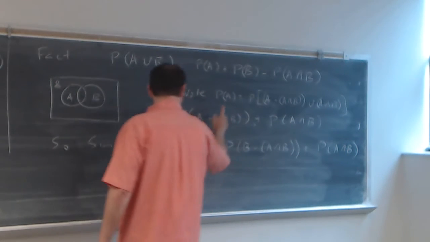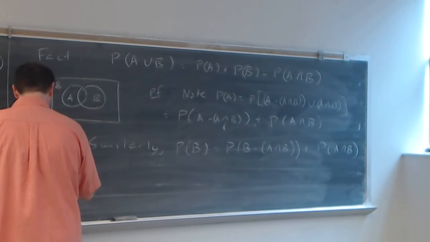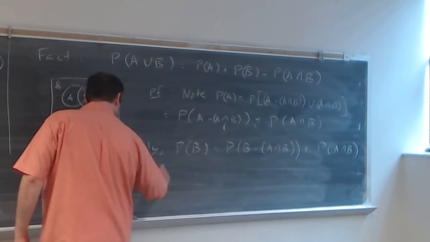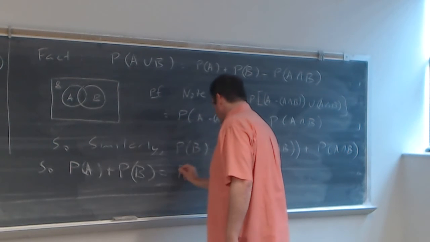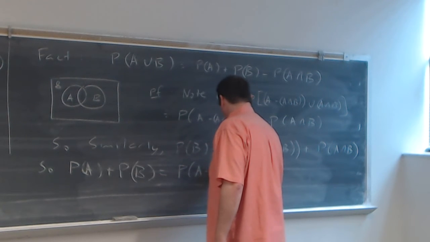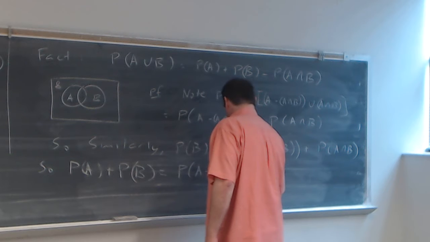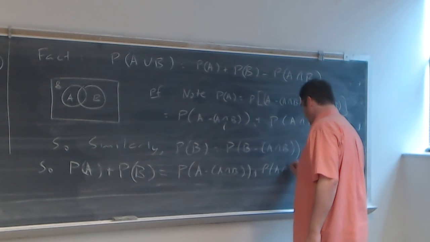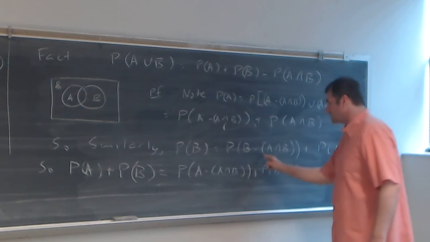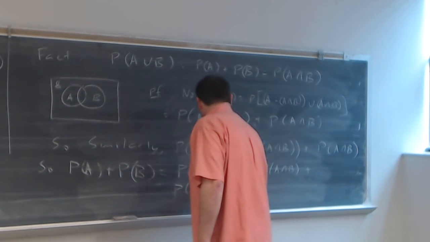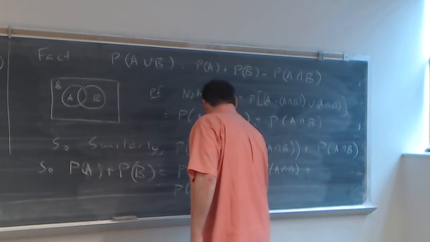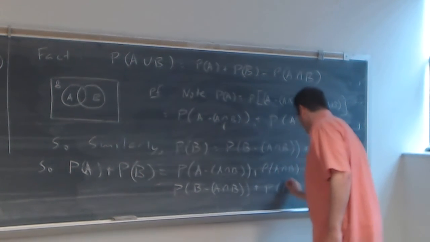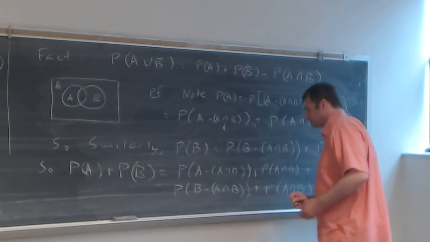So if we add the probability of A and probability of B together, well, that's equal to the probability of A minus A intersect B plus the probability of A intersect B plus, I'll write down this line, the probability of B minus the quantity A intersect B plus the probability of A intersect B.